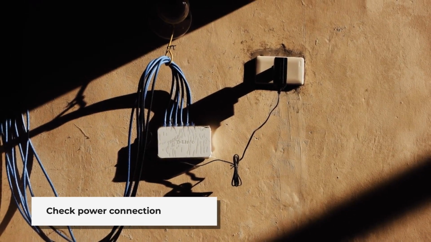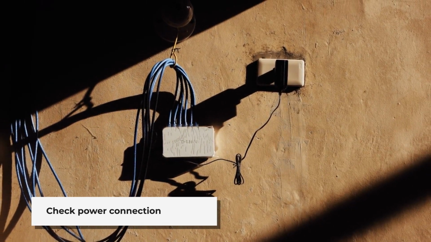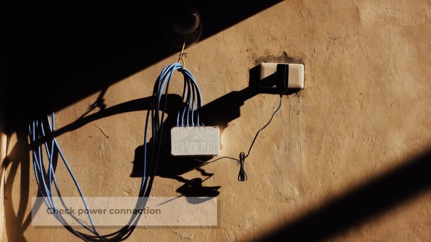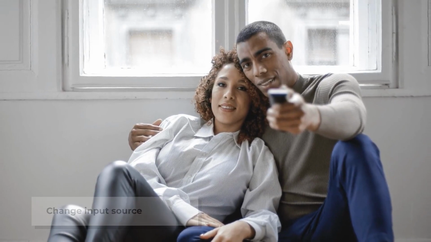If your TV is not turning on, check if it's plugged in properly. Make sure the power cable is securely connected to both the TV and the wall socket. Next, if your TV is on, but showing a blank screen, try changing the input source. Use your remote to switch between HDMI, AV, and other inputs to see if the picture appears.